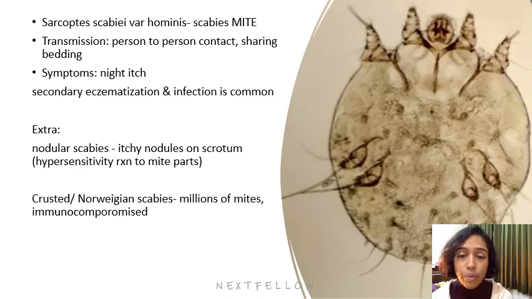Okay, crusted or Norwegian scabies is a rare type of scabies in which you have infestation by millions of mites on a person's body. Normally, you may have maybe 12 or 13 adult mites on the body, but here you have millions. And this is seen in immunocompromised patients or someone with, say, severe diabetic neuropathy when there's loss of sensation, or someone with cancer which is quite advanced. So that immunocompromised state causes thick, scaly crusts to form on the body.